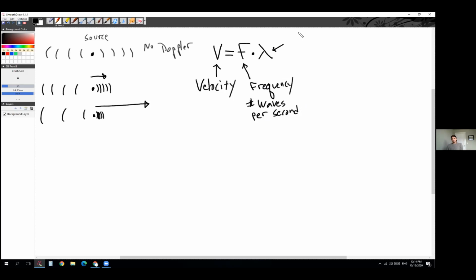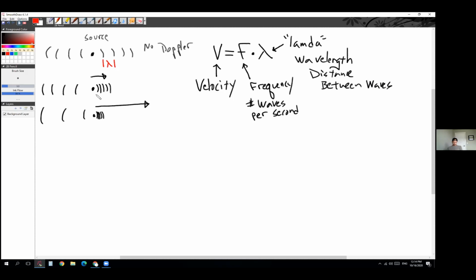This here, that funky looking symbol, is the lowercase lambda. And I might be spelling this wrong, and I might be having some dyslexia right now, lambda. This stands for the wavelength. And the wavelength is the distance between waves. So if I was going to label that on my diagram, I would go over here and say that this is lambda. That's going to be the wavelength.